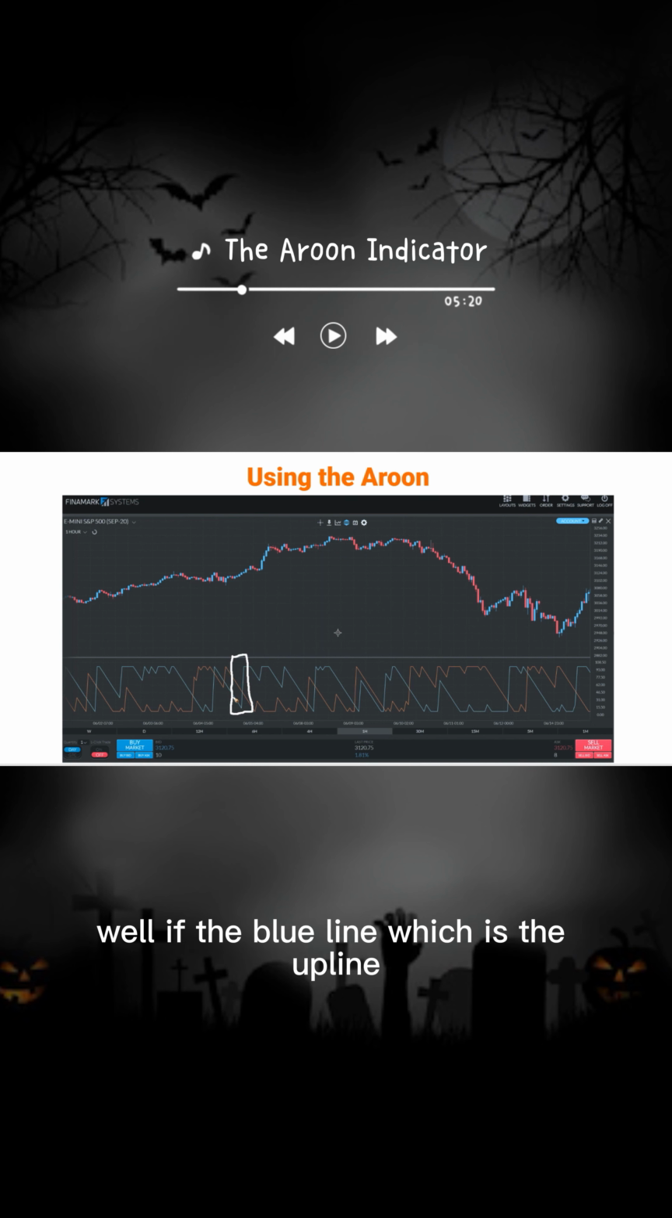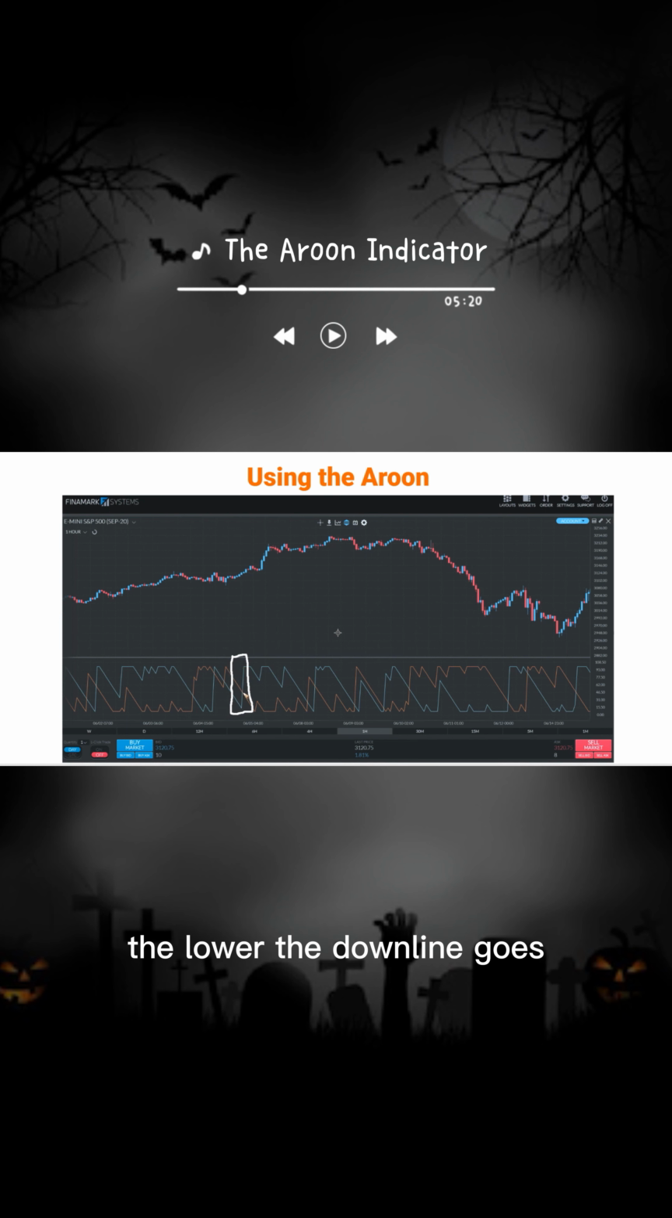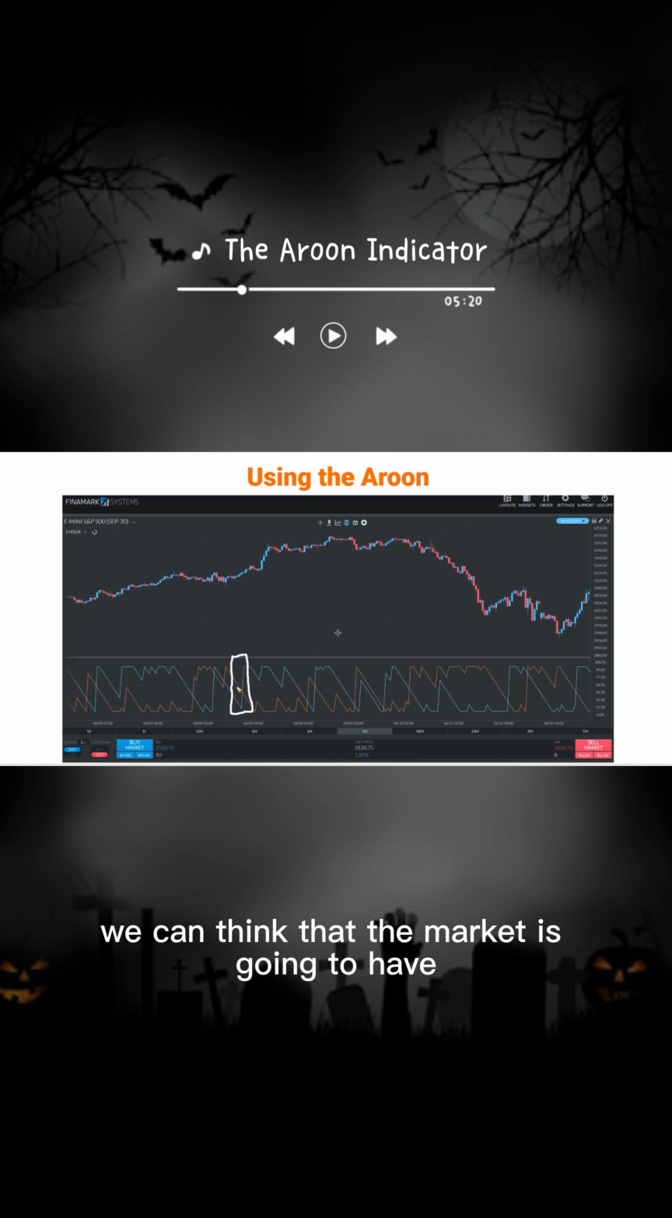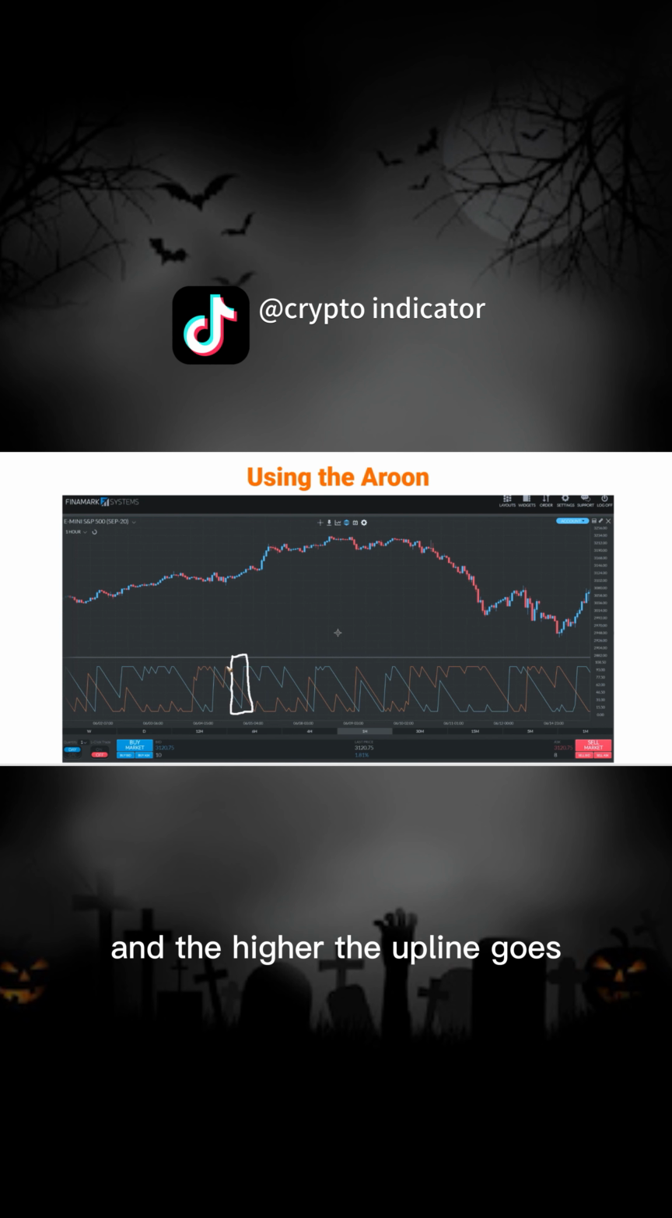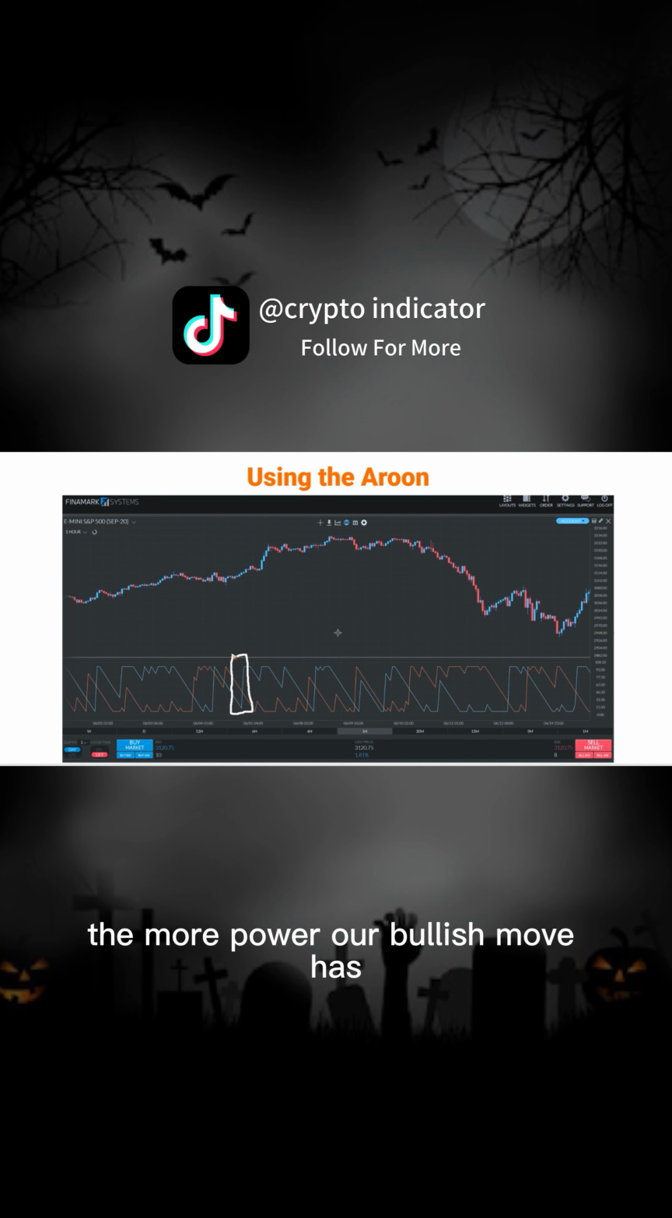Well, if the blue line, which is the up line, is crossing above the down line, that in and of itself is a bullish trigger. The lower the down line goes, the less resistance we can think that the market is going to have to our bullish move. And the higher the upline goes, the more power our bullish move has.